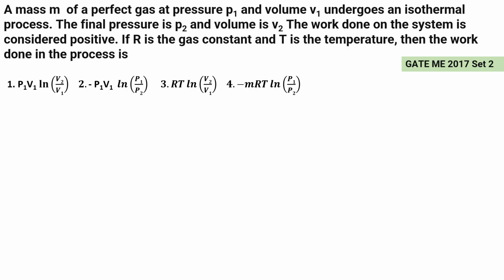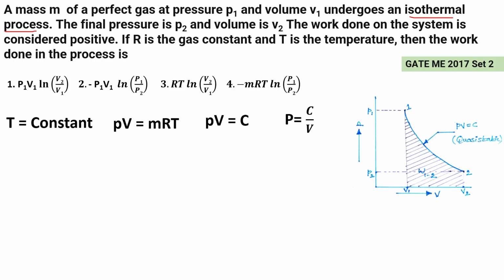So this problem is given in the GATE 2017 for the mechanical paper. Let's see the solution. Given process is the isothermal process. We know that in isothermal process temperature is constant and the PV relation is PV equal to MRT. So here MRT is constant, then PV equal to constant, that is capital C. Then P equal to C by V.